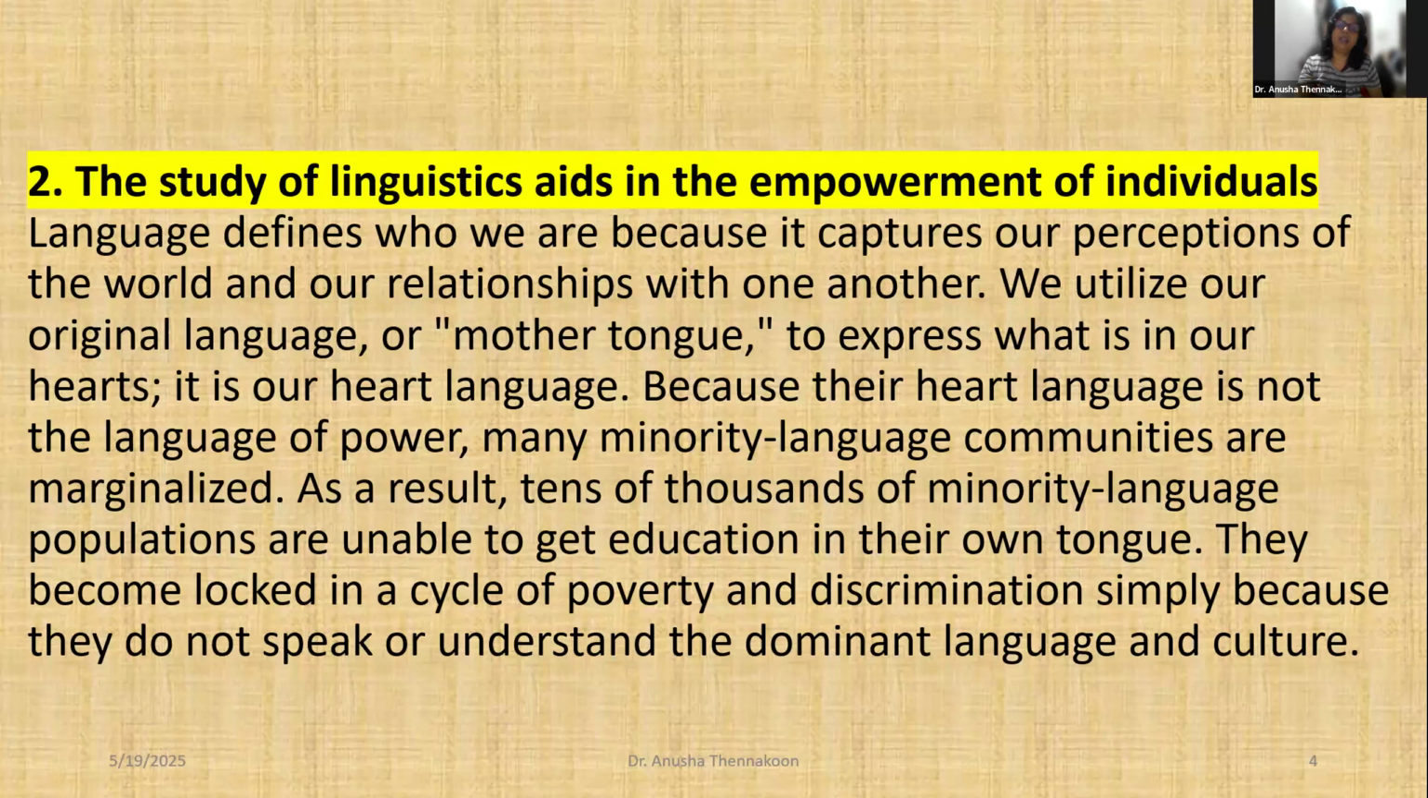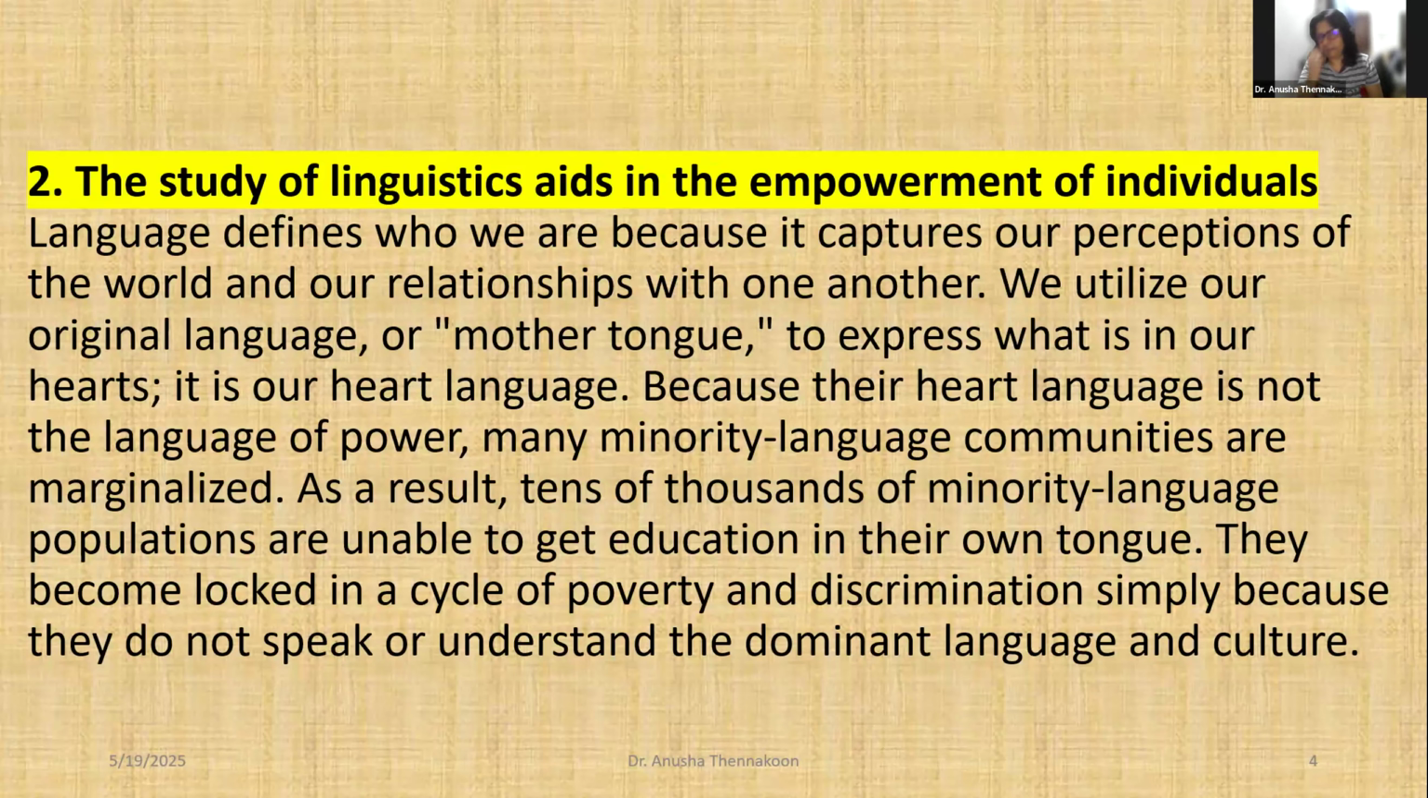They become locked in a cycle of poverty and discrimination simply because they do not speak or understand the dominant language and culture. When they do not learn the dominant language, they cannot come to the normal level of the society. That is one thing.